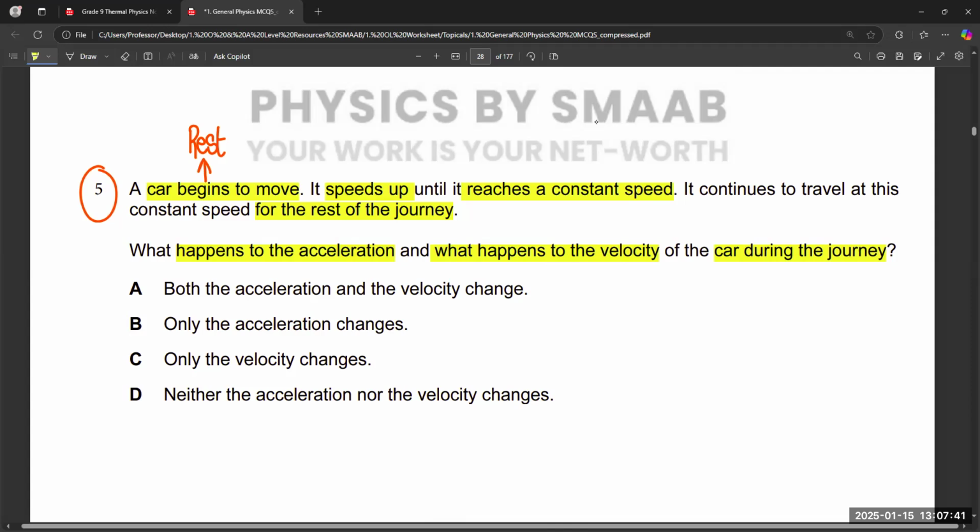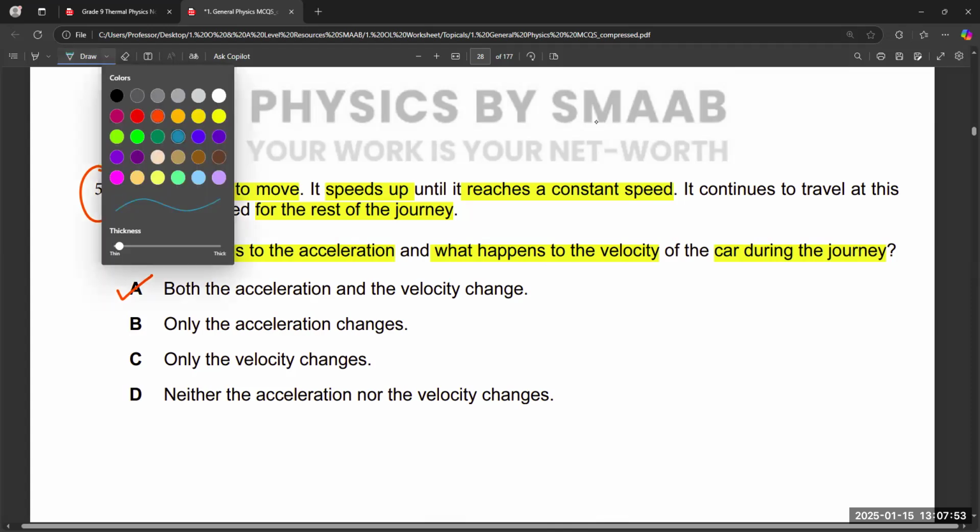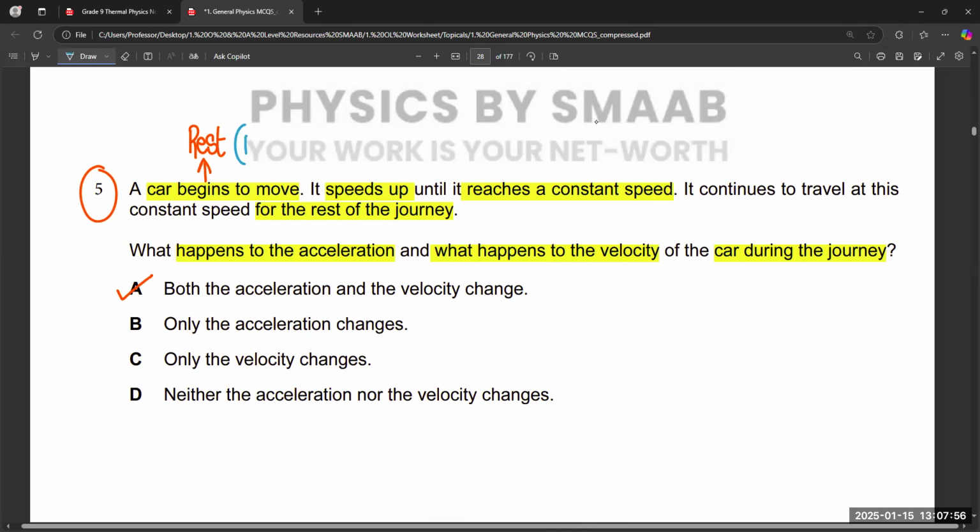Sir, both the acceleration and the velocity change. Right, so both acceleration and velocity change. Because initially we started from rest, so definitely initially speed is equal to 0. Then it speeds up. So definitely when a body is speeding up, acceleration changes. And very clearly speed also changes, right? This is positive acceleration. So that's why both quantities are going to change in this scenario.